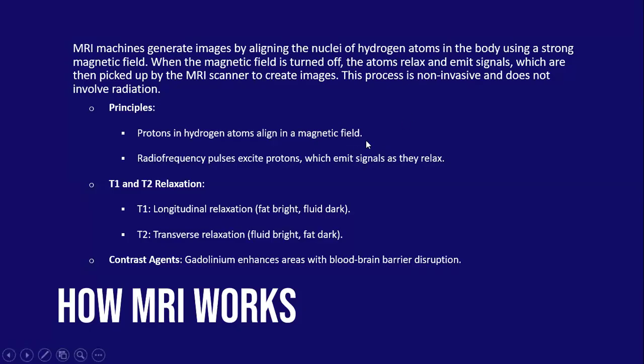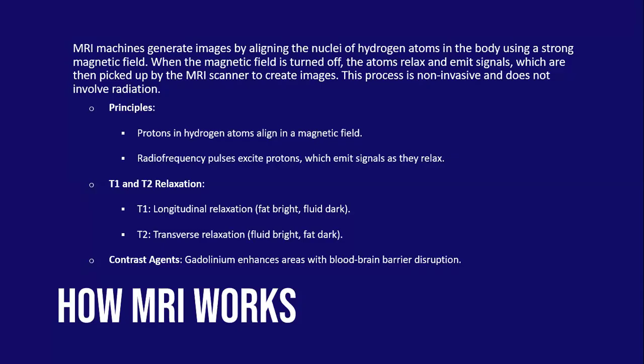Now, I think I've talked about this in terms of the principles that we have with regards to protons and hydrogen atoms aligning in a magnetic field. We've talked about radio frequency pulses that excite protons, which emit signals as they relax. Now, what is the difference? You will hear a lot of MRI scans being called T1 scans and T2. Now, the T1 and the T2 scans, the difference would be how the protons have been relaxed.